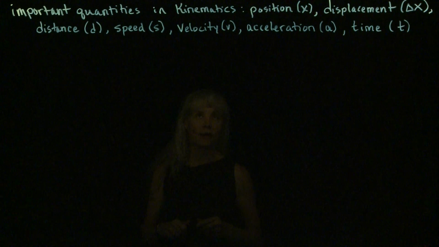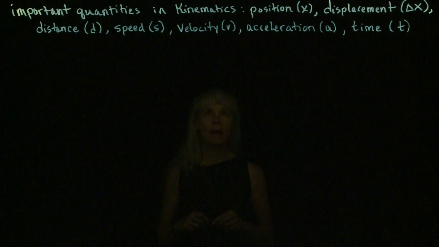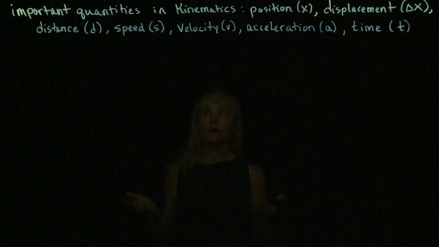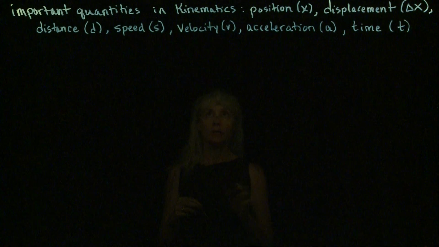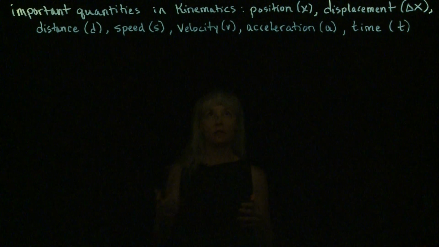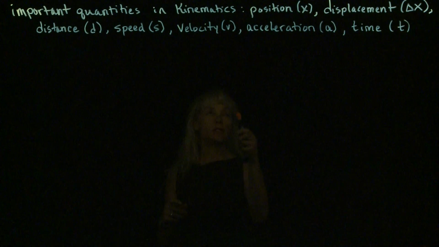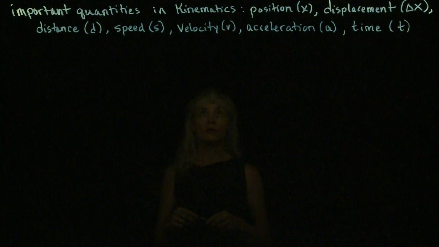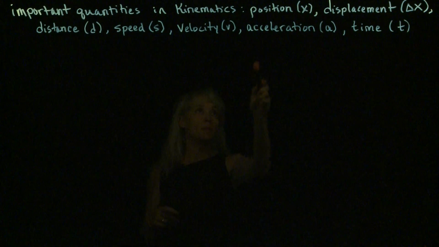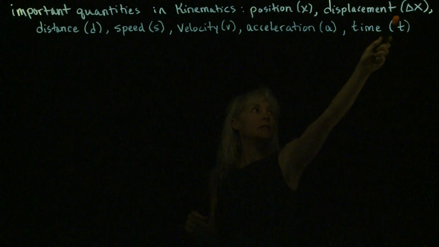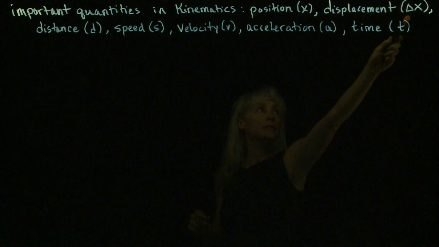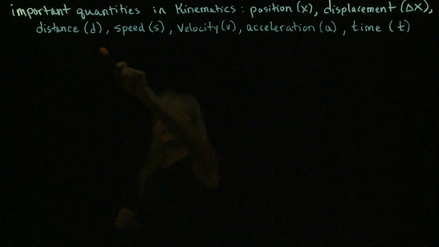Hello and welcome back. Last time we talked about kinematics and we defined some important quantities that we need to be able to fully define an object's motion, or the study of kinematics. And I've just summarized here at the top these quantities again. Remember, position gets the symbol x, displacement gets the symbol delta x, that's the change in position.